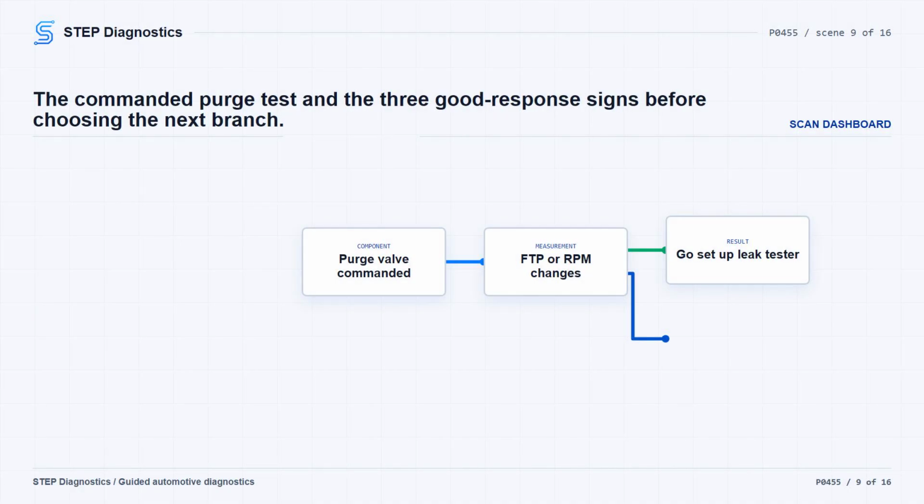Next, test whether the purge valve actually opens and affects the system. With the ignition off, reinstall the fuel cap or remove the supplemental refueling adapter. Start the engine.